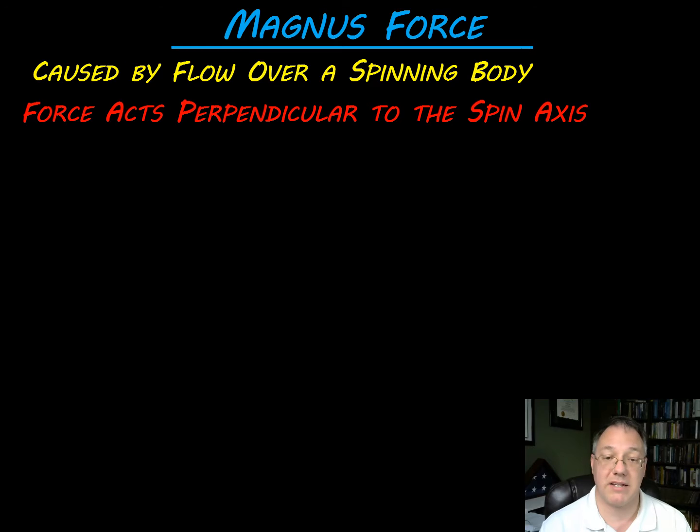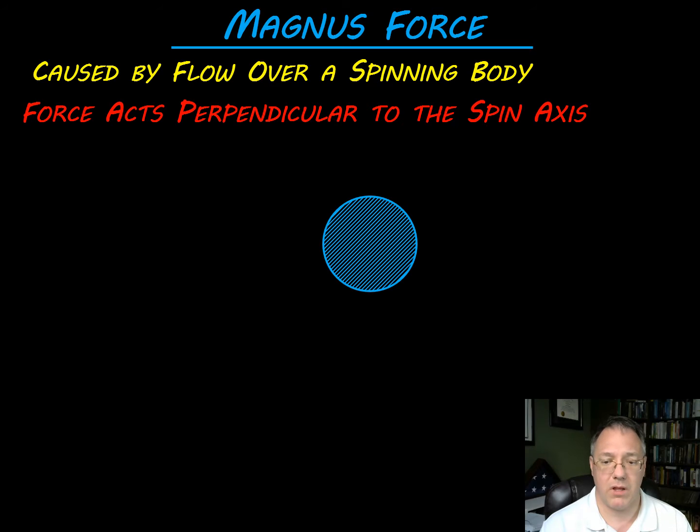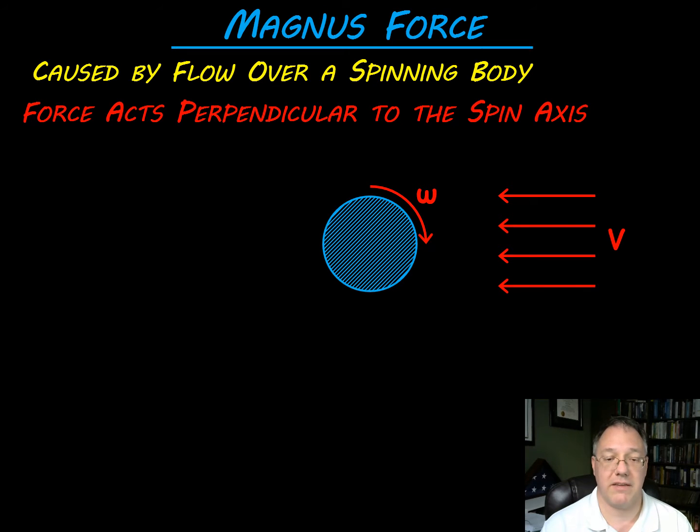All right, so we got to know what our axis is spinning, and this will kick us off to the side. So what's going on here? If we start with a spinning cylinder, let's say, and we're looking at it from an end view, and we spin this thing with some rotational velocity, and then we put it into a fluid flow moving at some velocity v, okay? Now, what's going to happen here is on the top and bottom of the cylinder, the relative velocity of the fluid is going to be different.